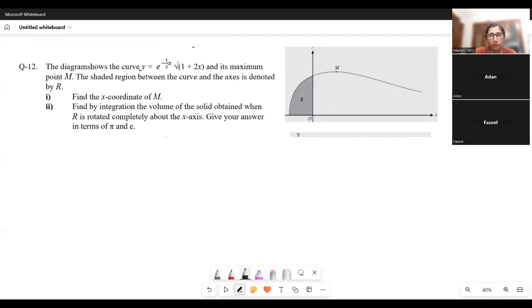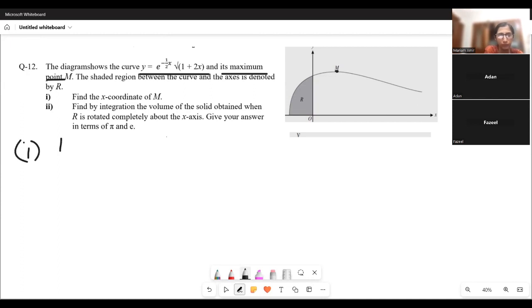The diagram shows the curve y equals this and its maximum point M. The shaded region between the curve and the x-axis is denoted by R. Find the x-coordinate of M. Now this is a maximum point, so how do we start the question? The derivative at M is going to be equal to 0. So part 1: the derivative of the curve will be equal to 0.